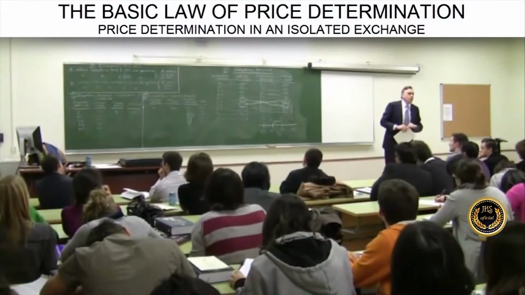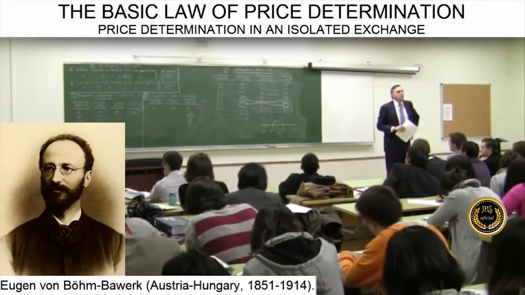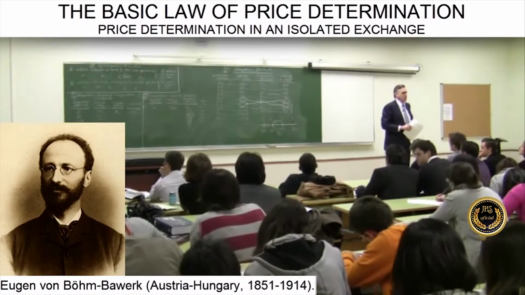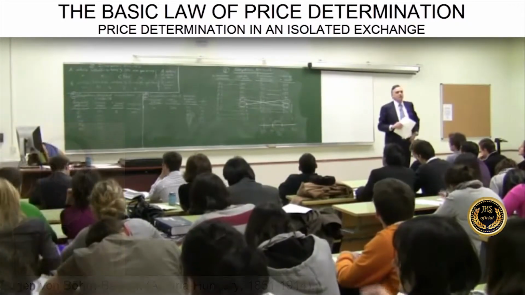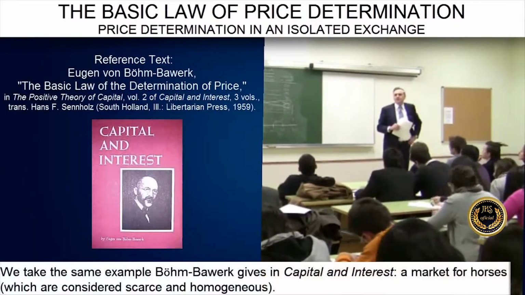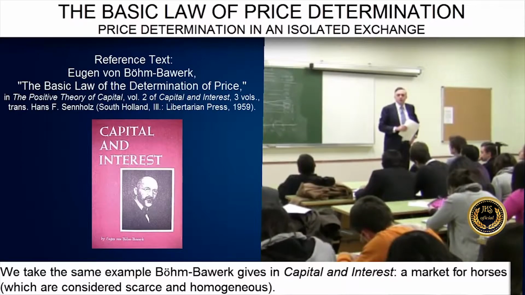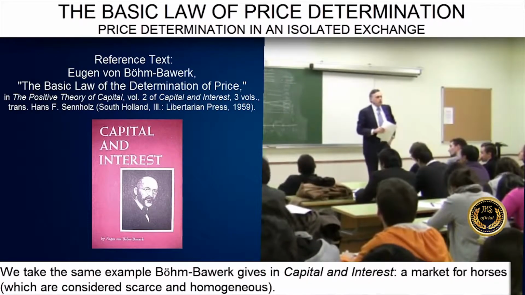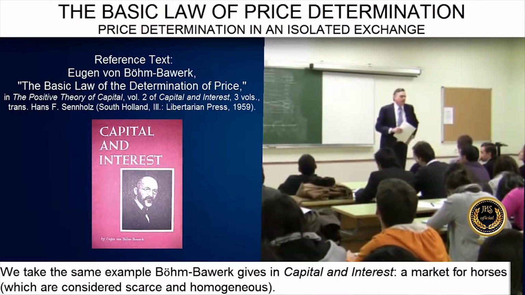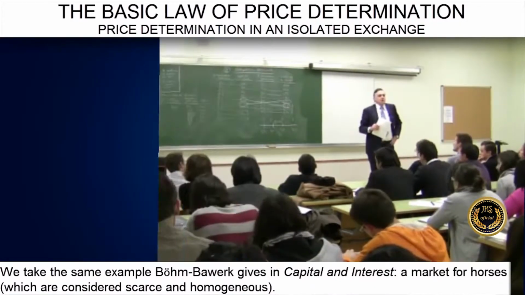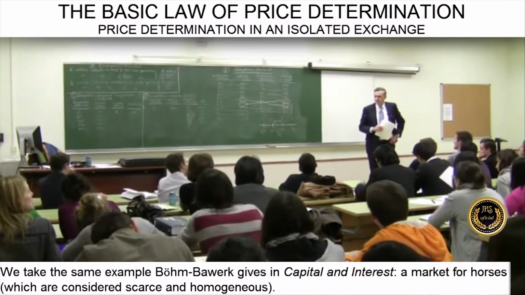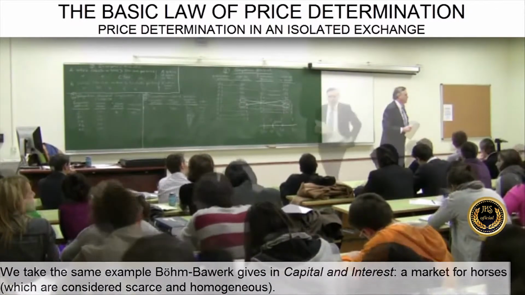In honor of Böhm-Bawerk, let us consider the same market he does in his classic work Capital and Interest. Böhm-Bawerk looks at a market for horses, where presumably there are buyers and sellers interested in buying and selling horses, viewed as a scarce and also homogeneous economic good. At the time he was writing, horses were the standard means of transportation. It would be like looking at the car market today.